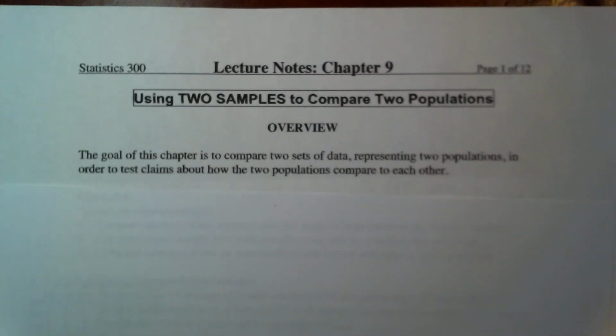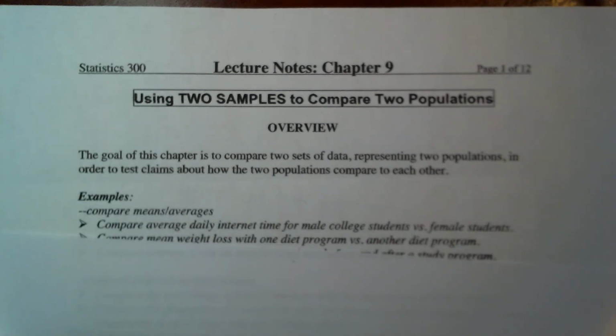The goal is to compare two sets of data representing two populations in order to test claims about how the two populations compare to each other. And so here are some examples. For example, we compare means or averages. Compare the average daily internet time for male college students versus female college students. Or compare the mean weight loss of one diet program versus another diet program. So this is about means and averages.